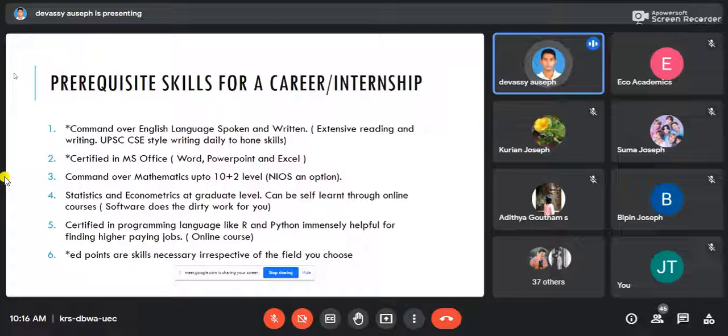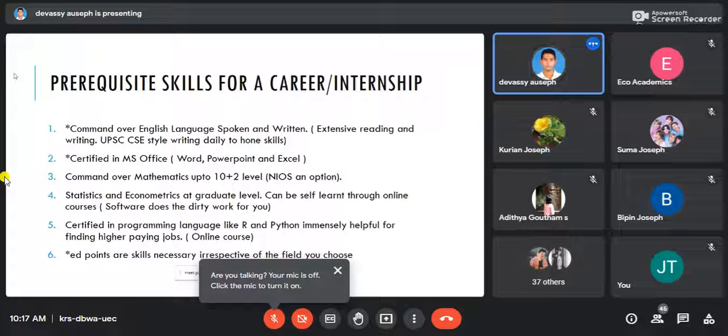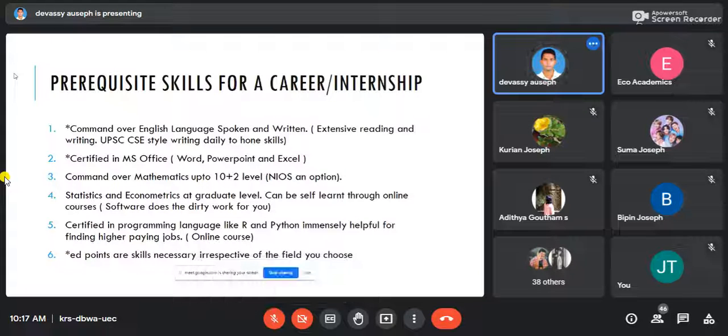So, at the earliest, get yourself certified or learn Microsoft Excel. Now, the thing is, you don't have to pay the money and get yourself certified. You can. There are plenty of free online resources you can use. But if you pay money and get yourself certified, again it's a signal.